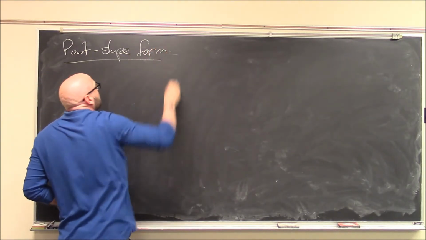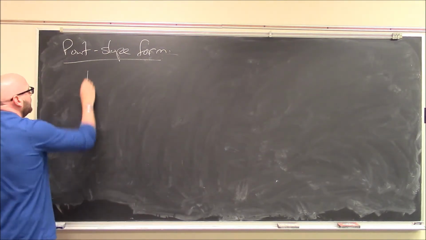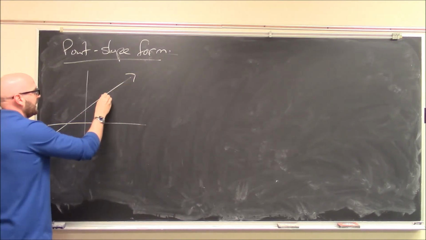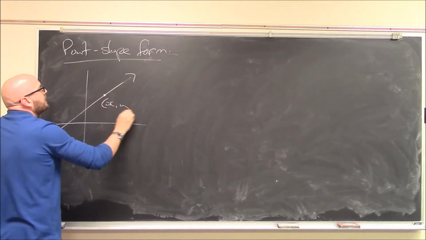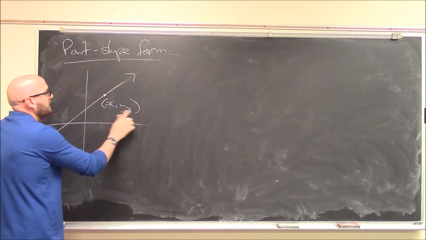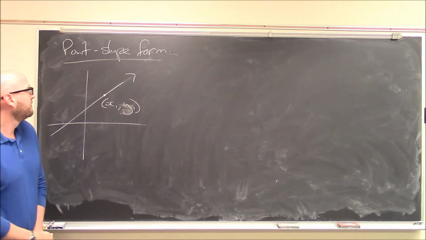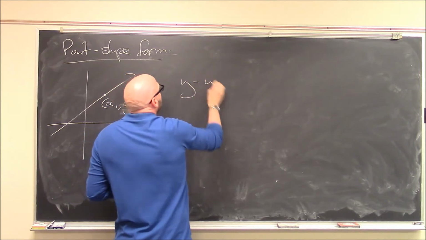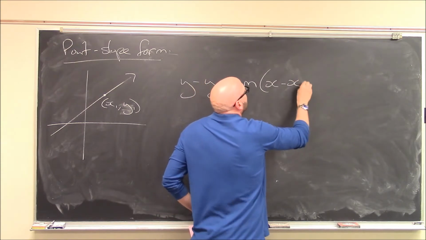My handwriting is not the best, but that was a very ugly M. So it's the point-slope form, and here's what it is. So here's a line, and what I know is I know the slope, and I know a point on my line, with any old coordinates x1 and y1. Alright, so here's the equation of this line. y minus y1 equals m times x minus x1.